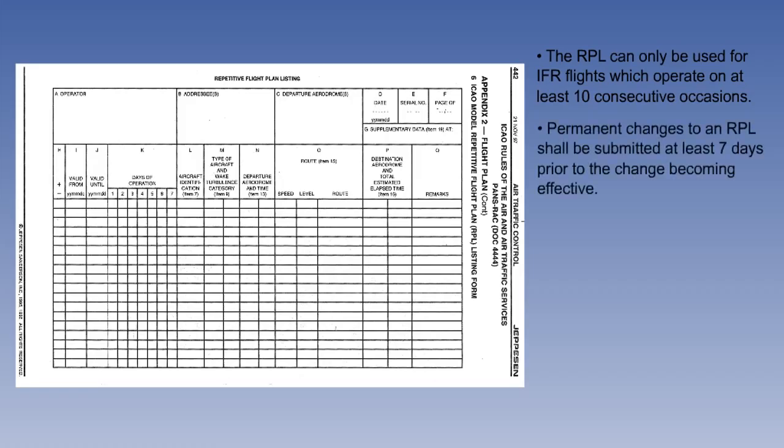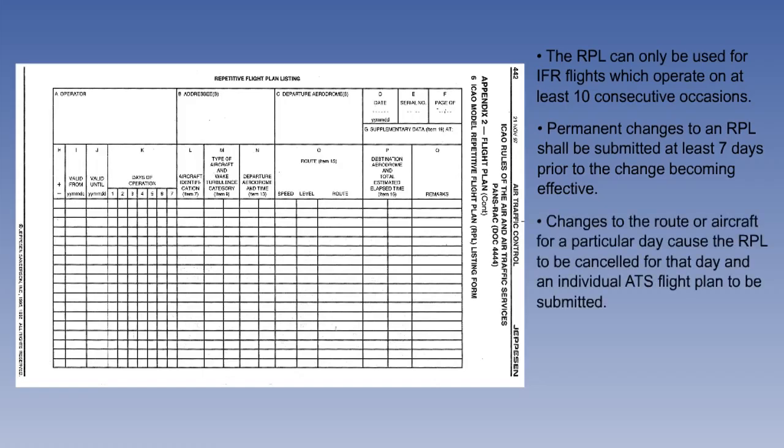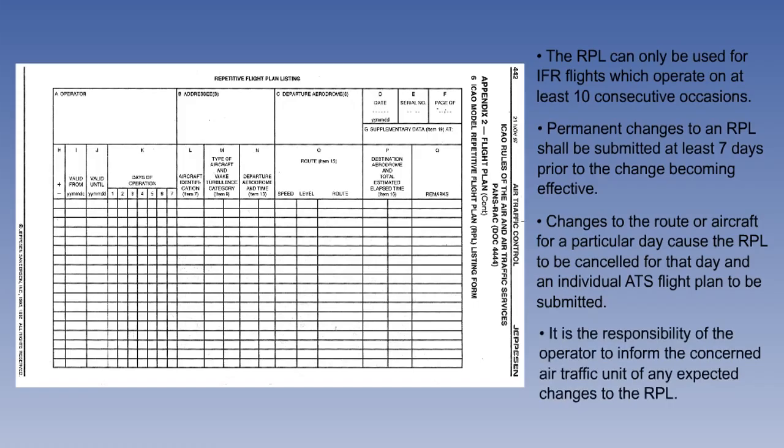Permanent changes to an RPL should be submitted in the form of an amendment, at least 7 days prior to the change becoming effective. If, for operational reasons, the route or aircraft identification has to be changed on one particular occasion, the RPL is cancelled for that day and an individual ATS flight plan is submitted. It is the responsibility of the operator to inform the concerned air traffic unit of any expected changes to the RPL. We will now look at some of the individual items of the flight plan.